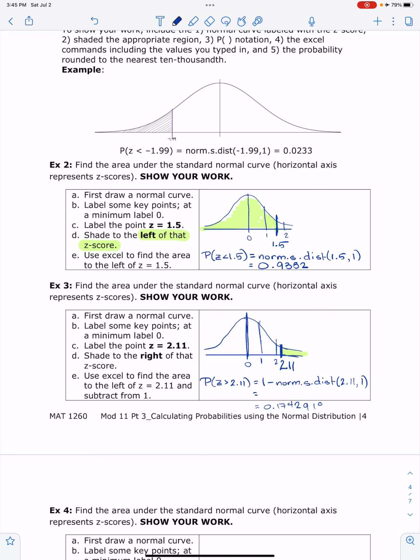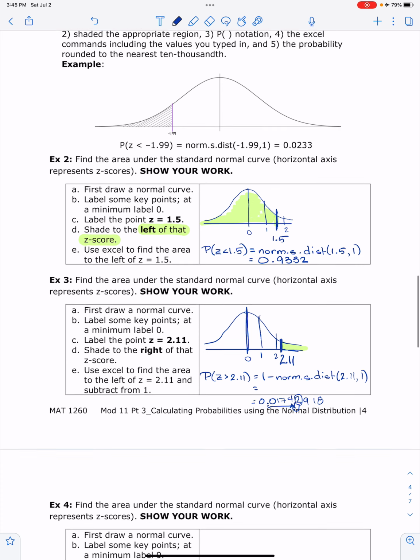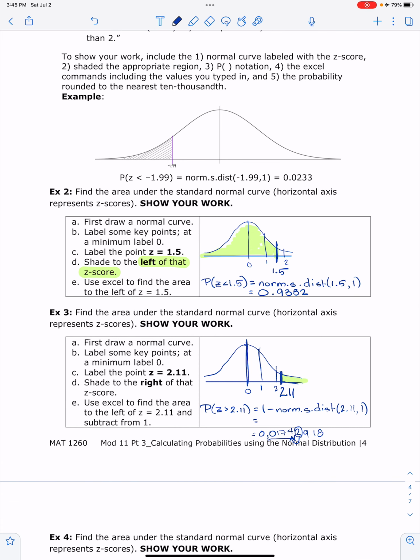We want 4 places, 0.0174. I screwed up. 918. I need another 0. Four places. So we look at that 2 in the 5th place. That is below 5, so that our last digit does not change. I get a 0.0174.